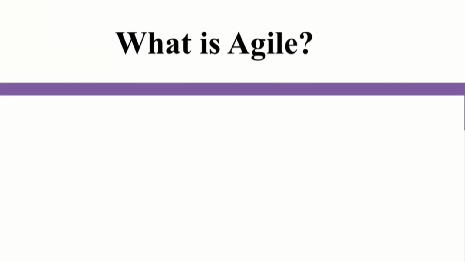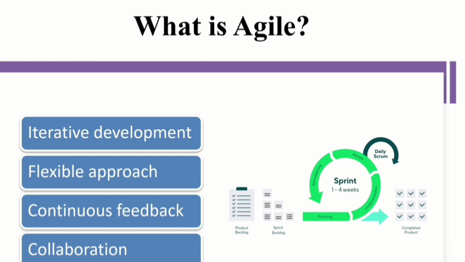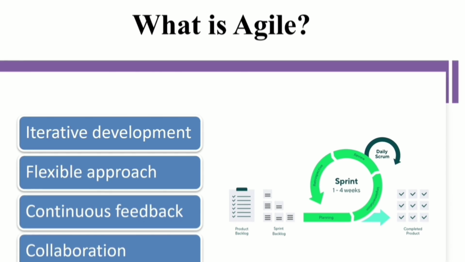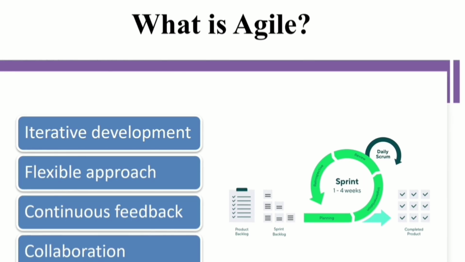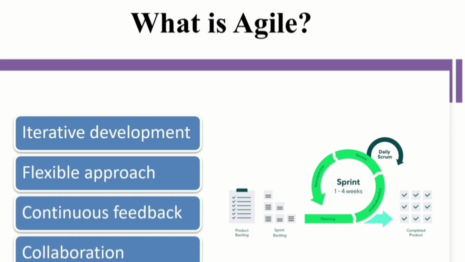Now, let us see what Agile is. Agile is an iterative approach to software development where work is completed in small increments rather than all at once. As shown on the right side of the slide, Agile works in repeating sprint cycles, meaning the team develops the product step by step rather than delivering everything at the end. Each sprint typically lasts 1 to 4 weeks and includes planning, development, review, and reflection. This is what we mean by iterative development. The process repeats in cycles, allowing continuous progress.